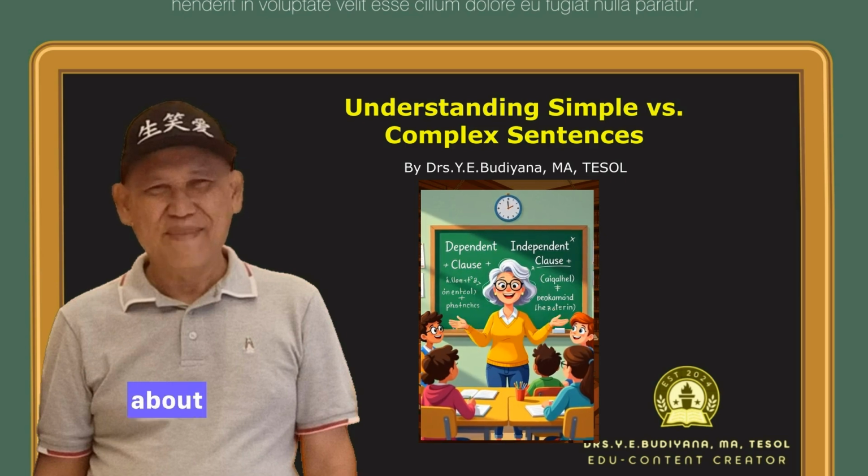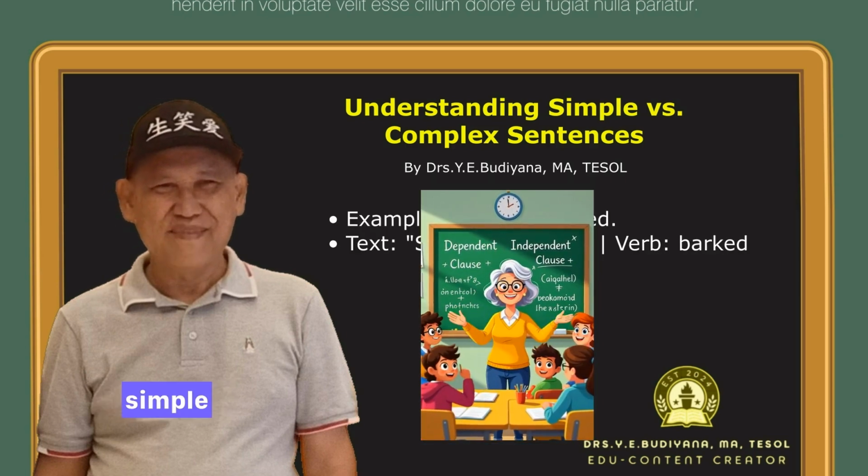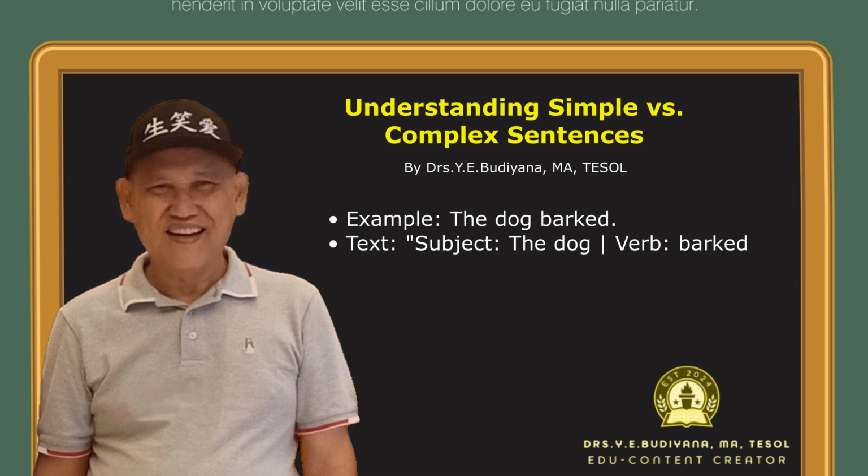First, let's talk about simple sentences. A simple sentence is like the building block of communication. It has one independent clause. That means it's a complete thought with a subject and a verb, and it can stand on its own. For example, the dog barked. It's short, clear, and gets the job done.